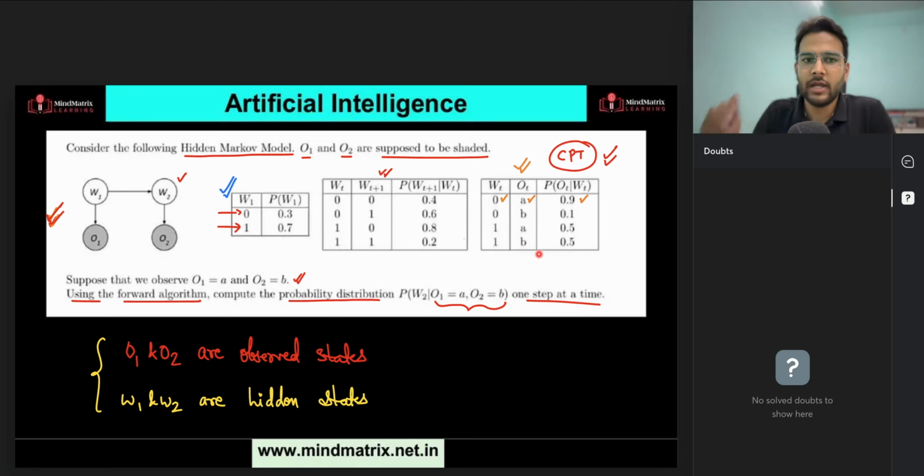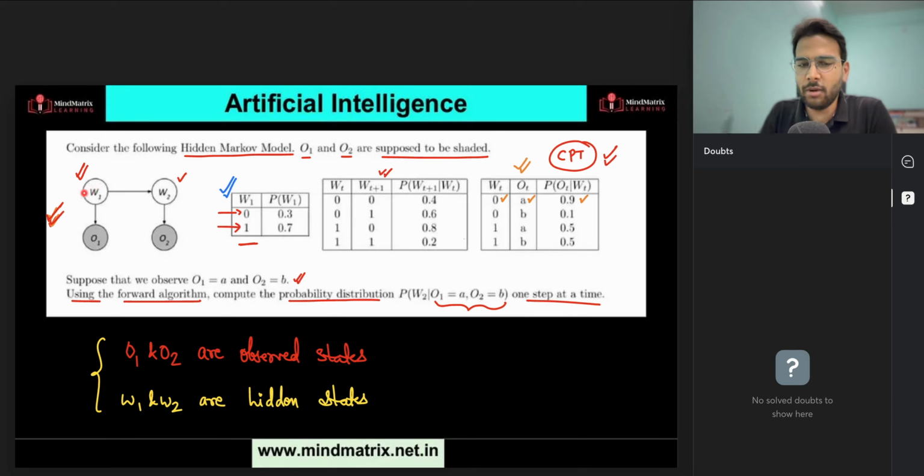Okay. If you see carefully here, W1 can have 0 value or 1 value. So the probability of W1 equal to 0 is 0.3, and the probability of W1 equal to 1 is 0.7. Why are these initial probabilities given to you? Because you need to start from somewhere, right? You have to start from this one.